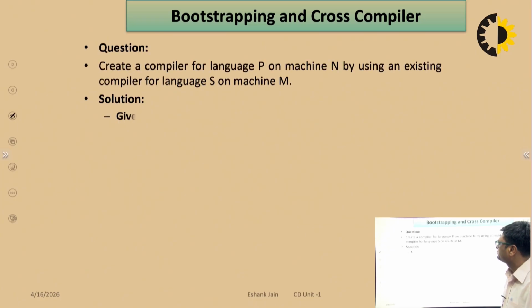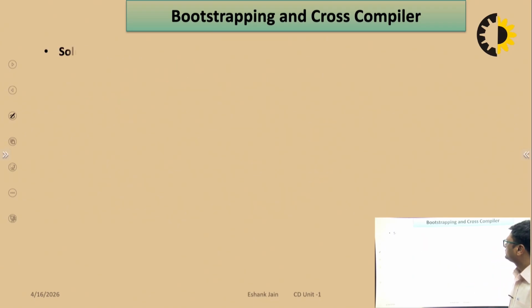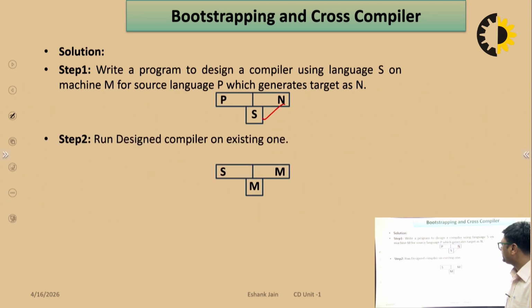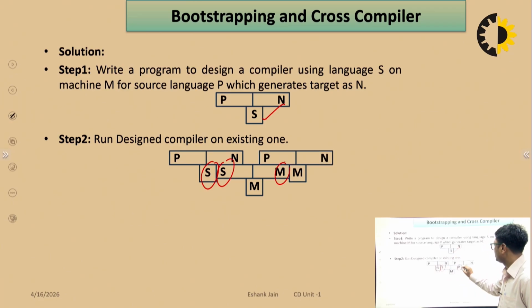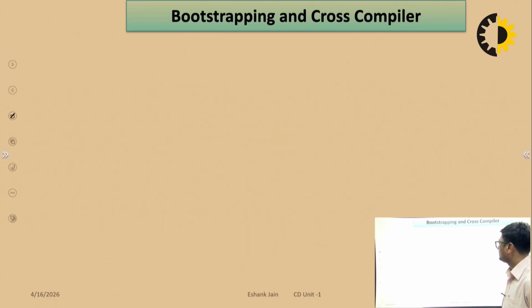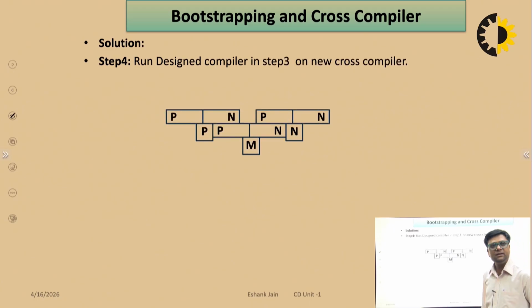Now we can see another example. This language will be the same for another language. This is the given, this is the desired. So we can see that this language will be implemented the same, and so we can easily understand the concept of cross compilers.